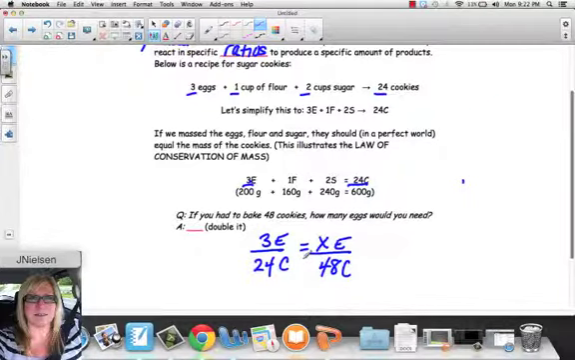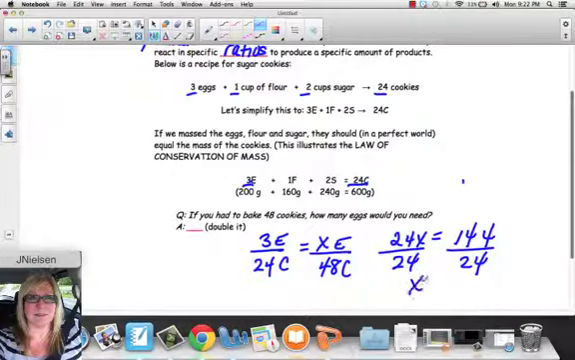So if I were to cross multiply and divide, I would get 24x equals 3 times 48, which is 144. So divide both sides by 24, and I get x equal to 6. Or I could say, if 3 eggs yields 24, and now I want to make 48 cookies, I would need twice as many eggs.